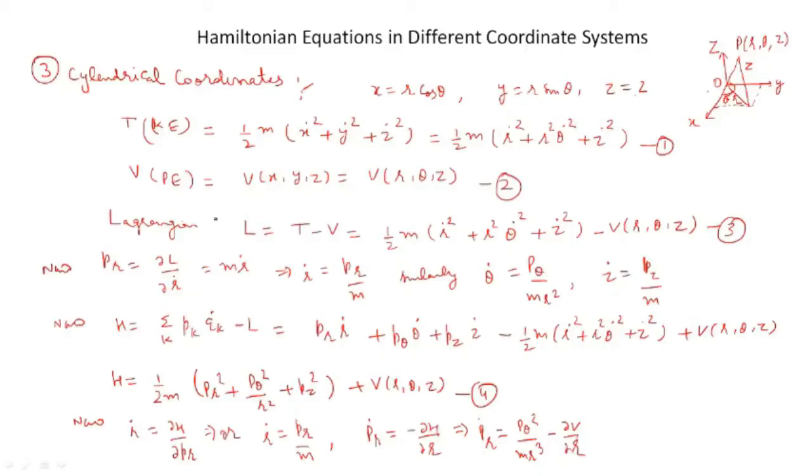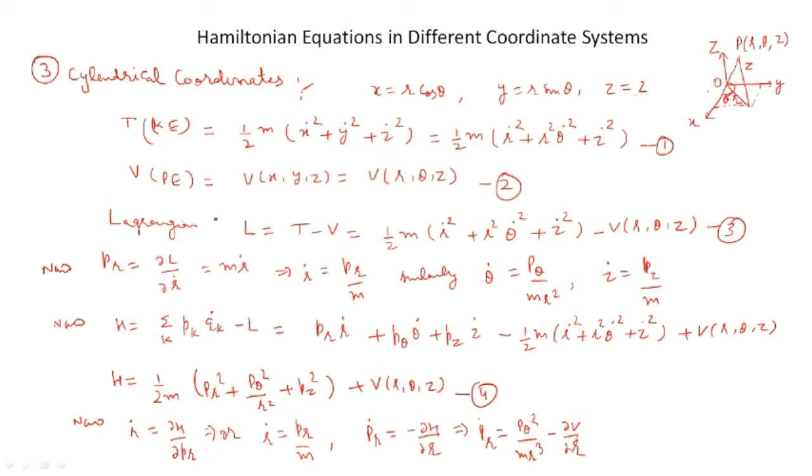Hello everyone, today we will discuss Hamiltonian equations in cylindrical coordinates and spherical coordinates. As you know, there is a relation between the Cartesian coordinates and the cylindrical coordinates r, theta and z, and that is x equal to r cos theta, y is equal to r sin theta and z equal to z. Here x, y, z are the Cartesian coordinates and r, theta, z are the cylindrical coordinates.